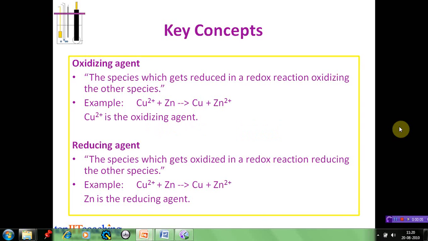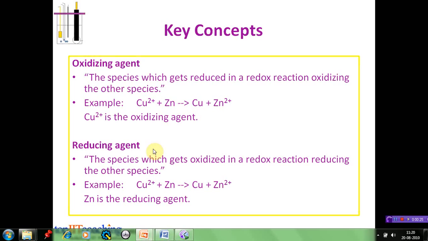The oxidizing agent can be defined as the species which gets reduced in a reaction, oxidizing the other species. So in this reaction, copper ions are the oxidizing agent because they are oxidizing zinc into zinc ions, and in this process they themselves are getting reduced to copper.